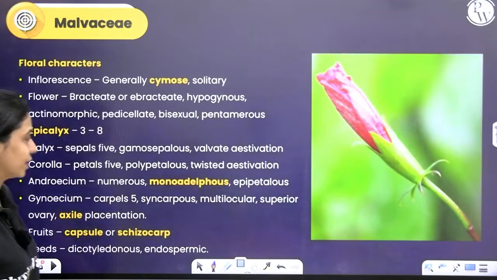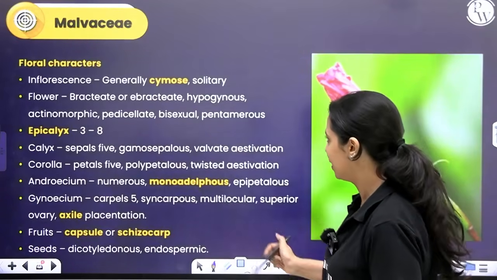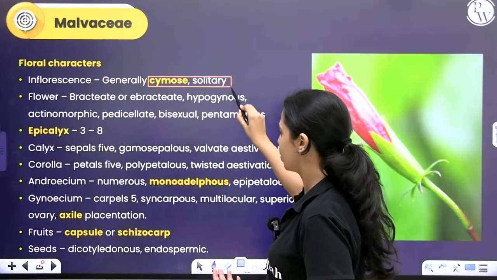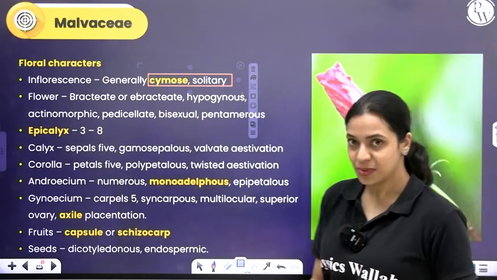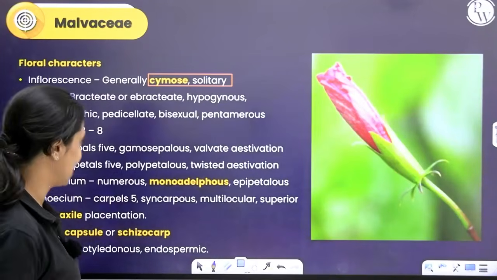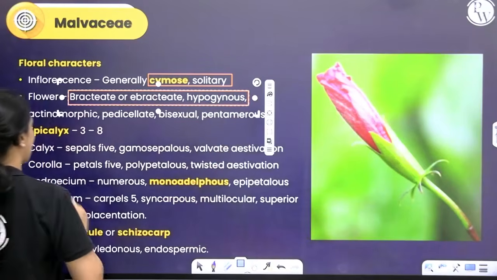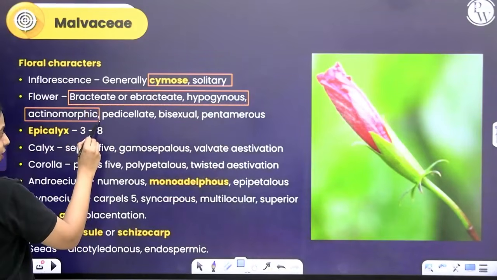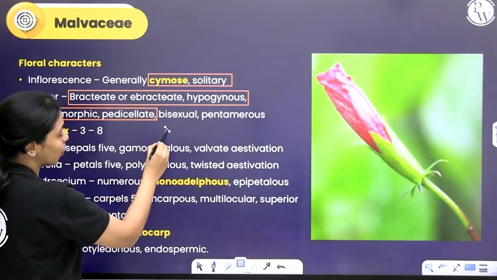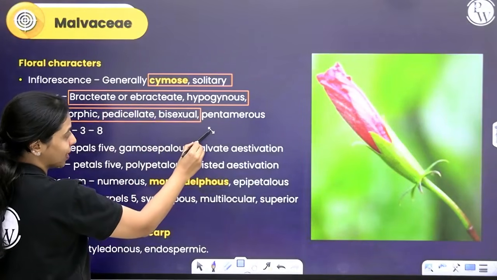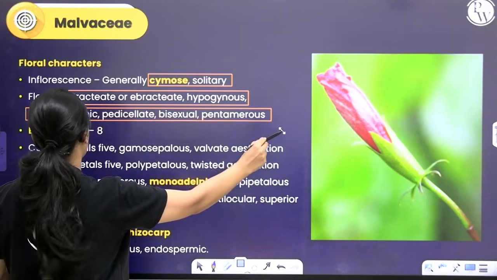Now, floral characters. Generally, remember I told you it's a solitary cyme. So generally it is cymose or solitary. The flower does show the presence of bracts sometimes in some species, or some species may be ebracteate as well. The flower is hypogynous. It is actinomorphic, which means it's radially symmetrical. It clearly has a pedicel, so it is pedicellate. It has both the sexes, so it's bisexual. It has sepals and petals in multiples of 5, so it is pentamerous.